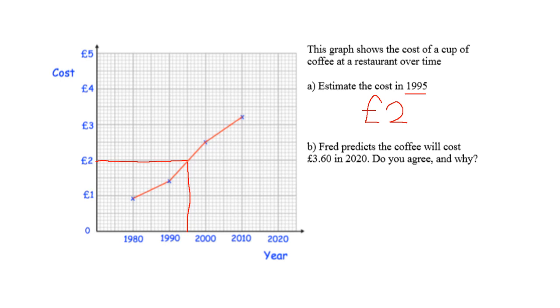Then secondly, we've got Fred predicts the coffee will cost £3.60 in 2020. Do we agree? Well, we could just extend the line, following the trend that we think, and according to that, it feels like it's going to cost more like £4. But as long as you create a convincing argument, then it doesn't really matter how you phrase that.